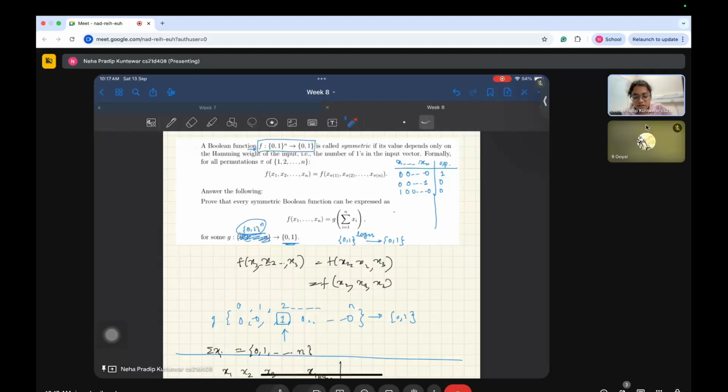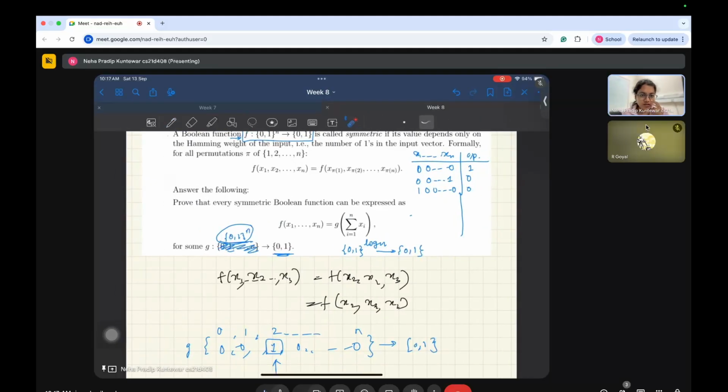No. So, okay, let's say that the function is not symmetric. In particular, in the second row also, the number of ones is still 1, but the output is 0. Here also the number of ones is 1, but the output is 1. So this is not a symmetric function. Yes, okay, understood.